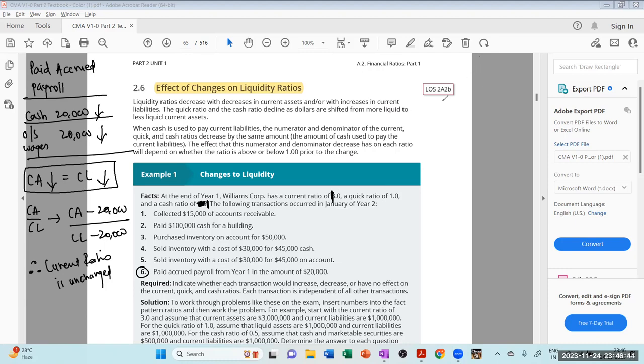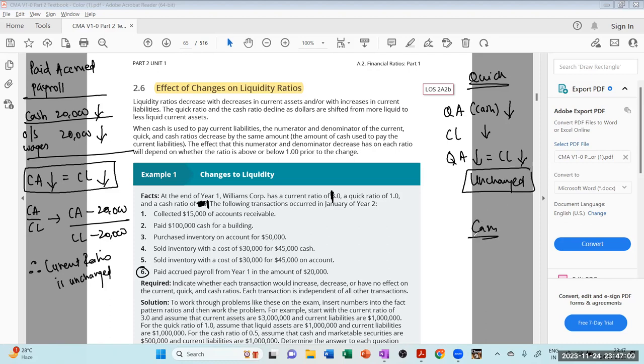What will happen in this situation now? Your quick assets in the form of cash have decreased and your current liabilities have also decreased. So quick assets fall is equal to current liabilities fall. Therefore, your quick ratio is unchanged.